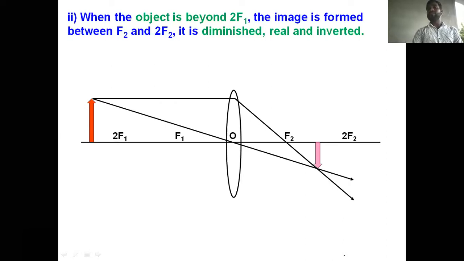Diminished image, inverted image, and real image. Real image means we are able to see, or we can obtain that image on a screen. That is the meaning of real. So that is real, inverted, and diminished. That is finished. That is the second case, and the nature of the image we already observed. Now go for the third one.